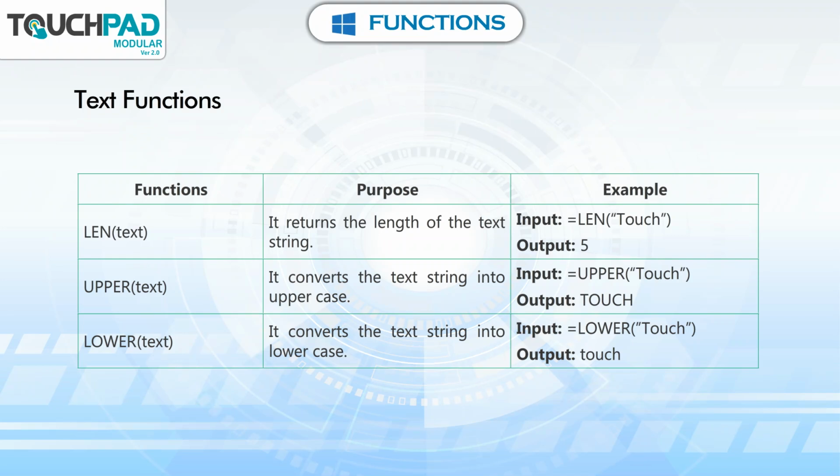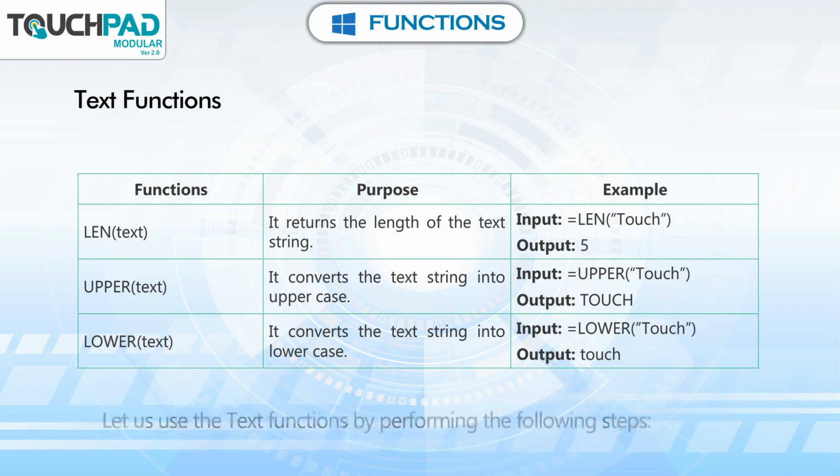Input: =UPPER(text). Output: TEXT. LOWER(text) converts the text string into lowercase. Input: =LOWER(text).